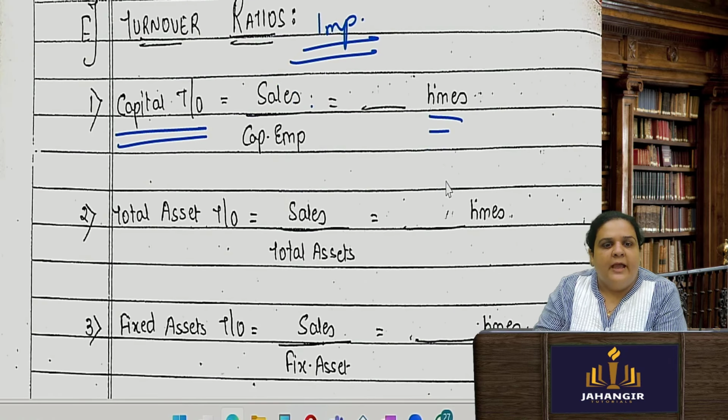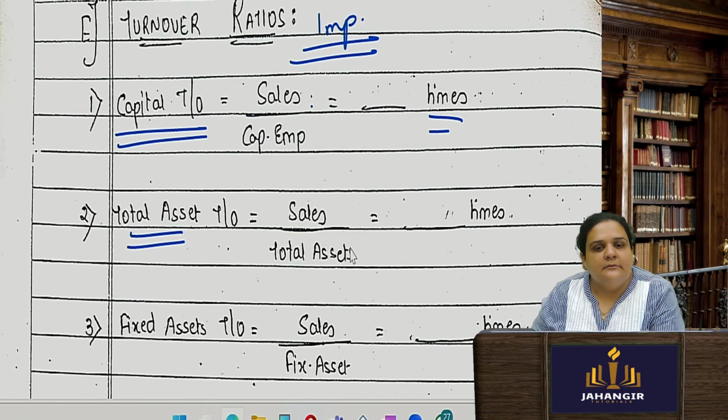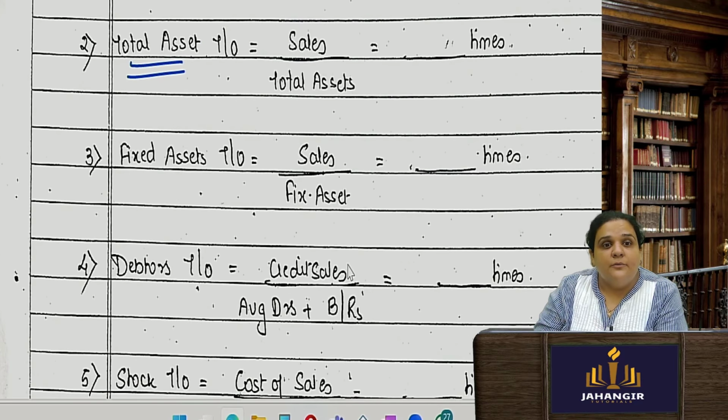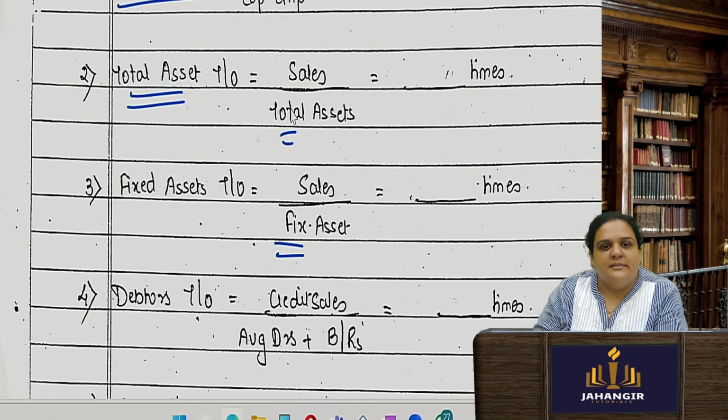Okay. Asset turnover, how will you remember turnover? So sales upon, what is the word? Total assets. So sales upon total assets. Fixed asset turnover: sales upon fixed assets. So total assets, fixed assets, capital employed.